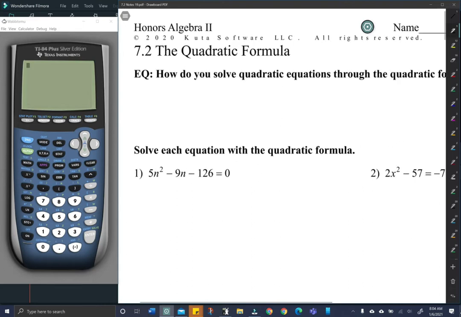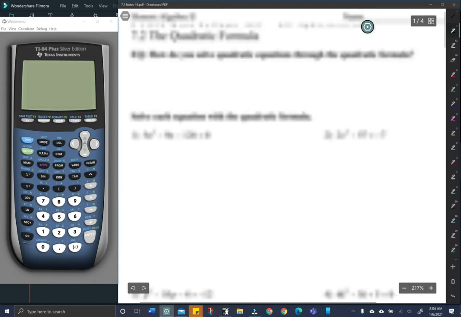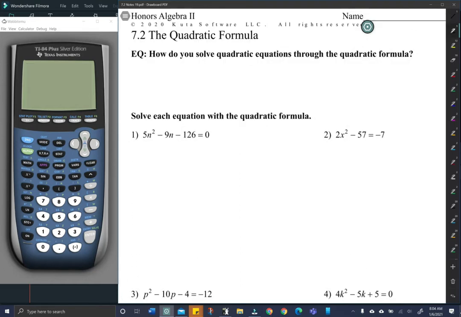All right, things are about to get interesting here. So our central question today: how do you solve quadratic equations through the quadratic formula? We've looked at a few different ways now to solve. You don't need to write this, but just remember we've solved by factoring. We solved yesterday by completing the square. And this is kind of your foolproof, all-in-one method. So if neither of those work, we can use the good old quadratic formula.